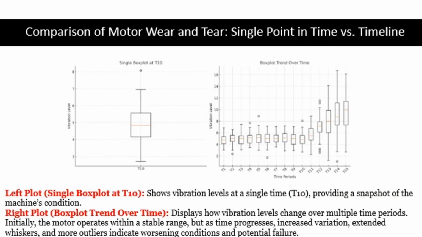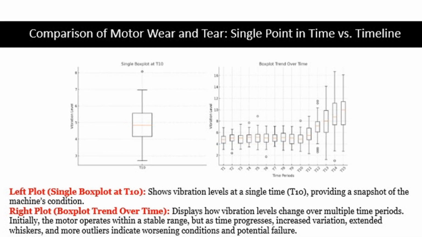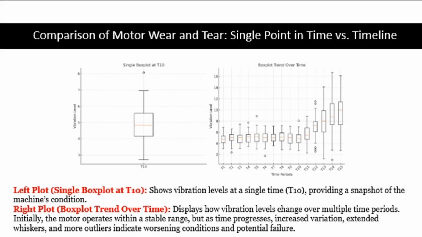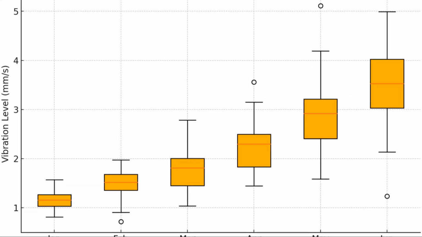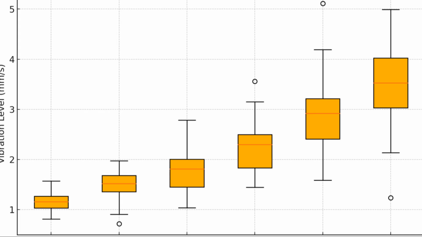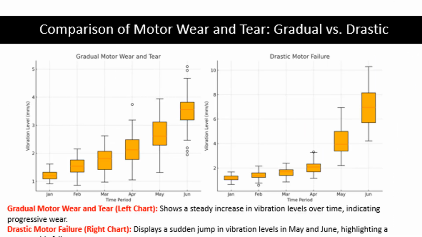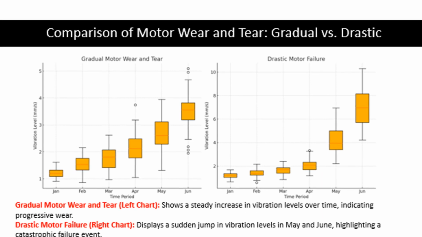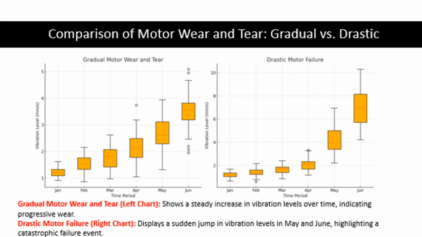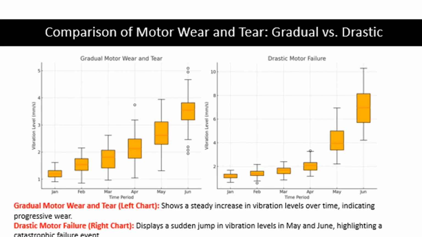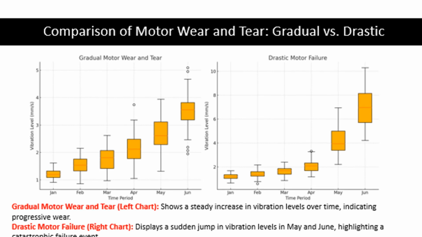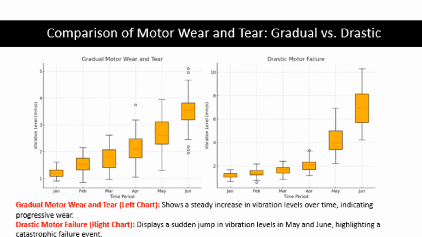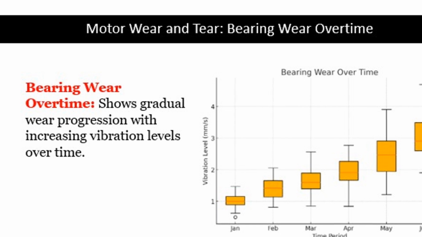Detecting trends over time. A single box plot gives us a snapshot, but comparing box plots over time reveals trends. If the median starts shifting upwards or the interquartile range expands, it may indicate worsening conditions. Spotting sudden failures versus gradual deterioration: a sudden spike in outliers might be a sudden failure or an anomaly, while a gradually increasing median is an early sign of wear and tear that needs attention before it escalates.